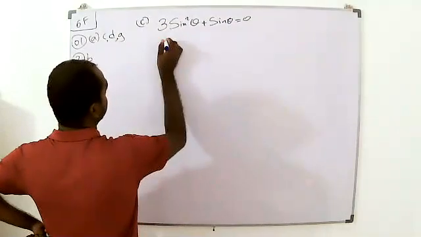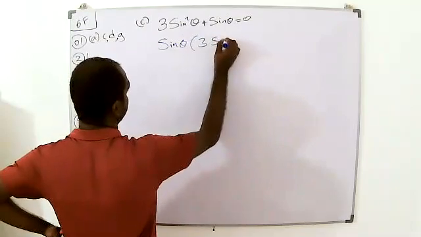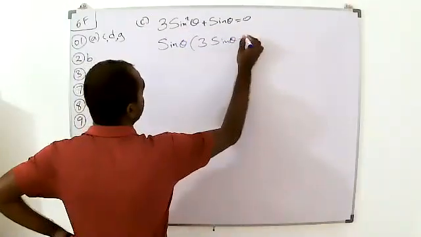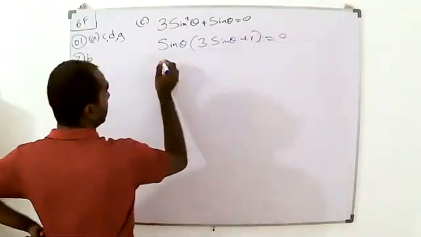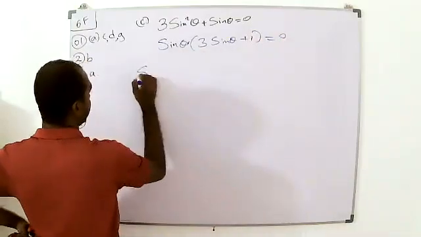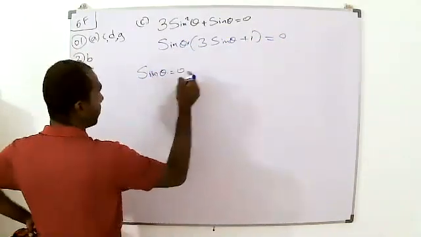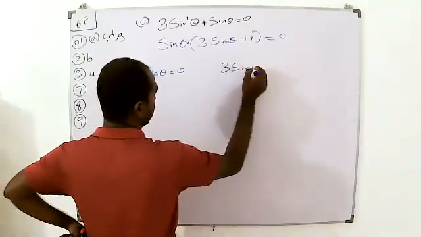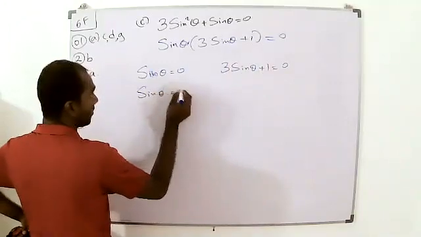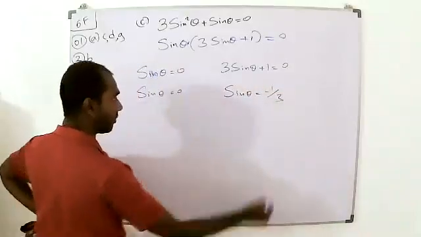So here I can take sine theta out as a common factor. So I have sine theta times (3 sine theta plus 1) equals 0. I don't need to convert this into anything, because everything is in sine theta. So now we have two factors getting multiplied then equal to 0. So we can separately write either sine theta is equal to 0 or 3 sine theta plus 1 equal to 0. So we have sine theta equals 0 or sine theta equals minus 1 over 3.